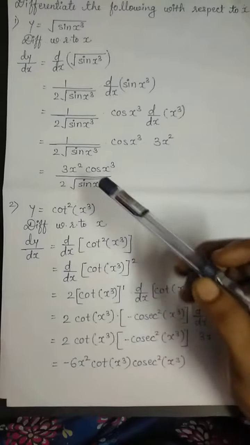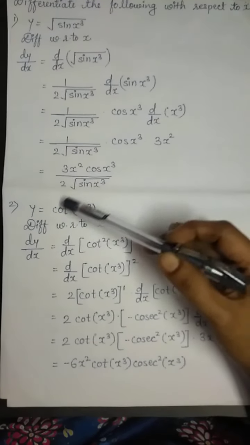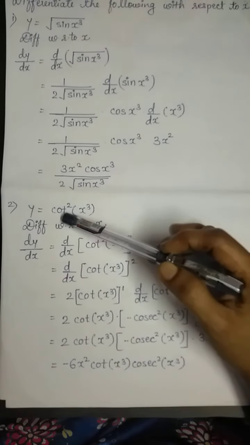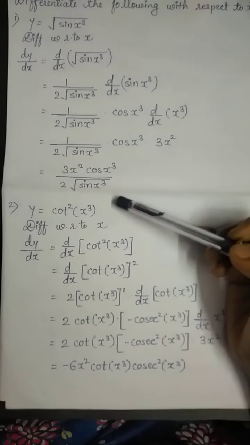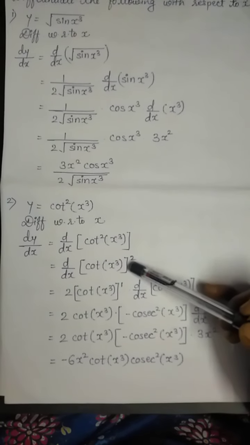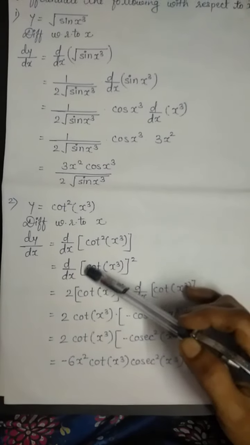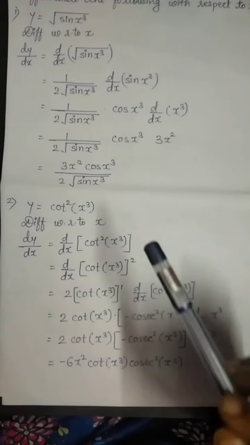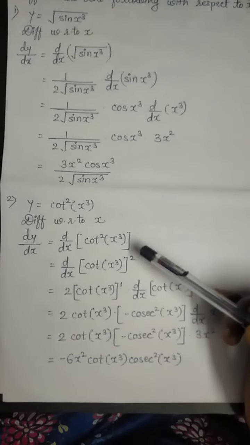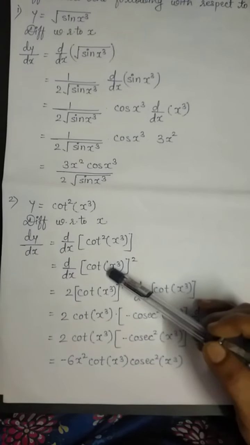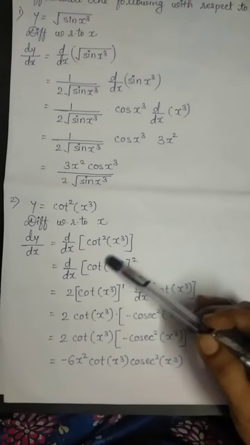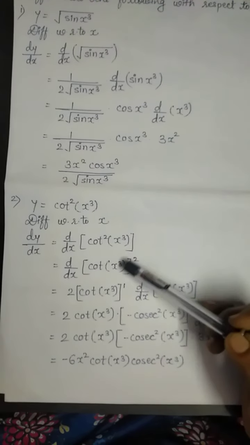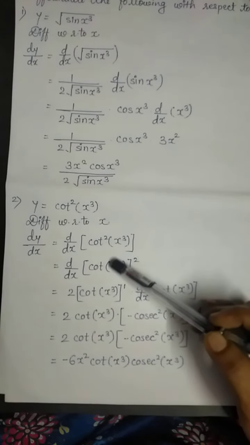Now here also we will observe the given question carefully. This cot square we can write as cot of x cube, the whole bracket squared. See here, first we will apply the formula of x raised to n, considering cot of x cube as only x. So x raised to n. Then we will find the derivative of cot of x cube. In that case we will consider this x cube as only x by reading the function as cot x, and in the next step we will find the derivative of x cube.